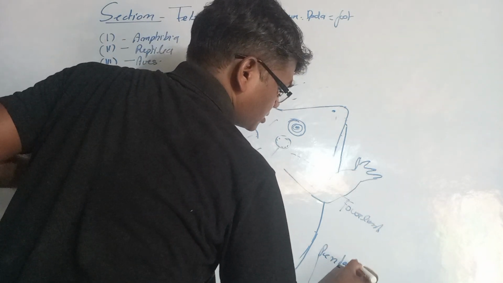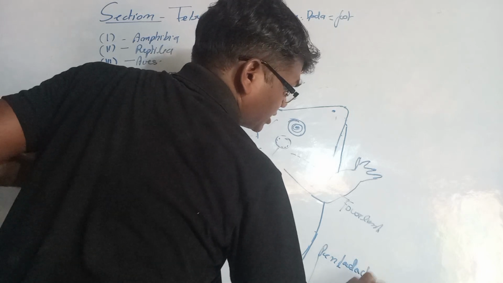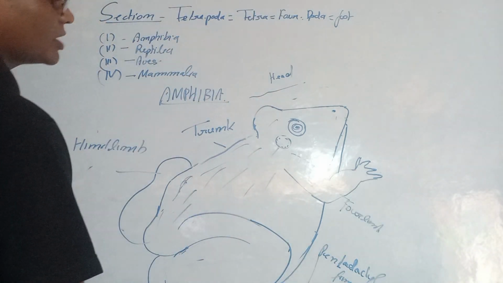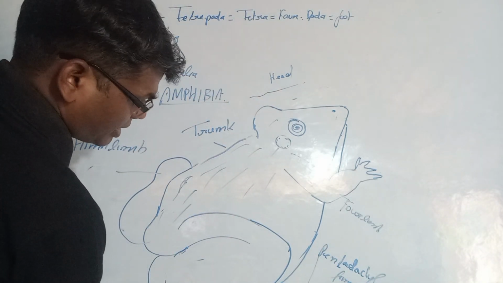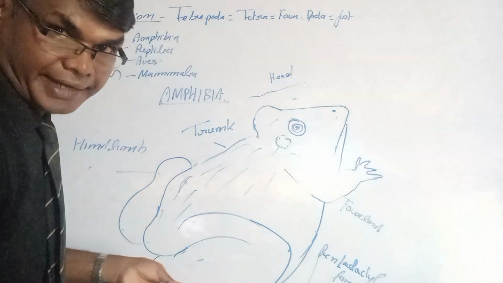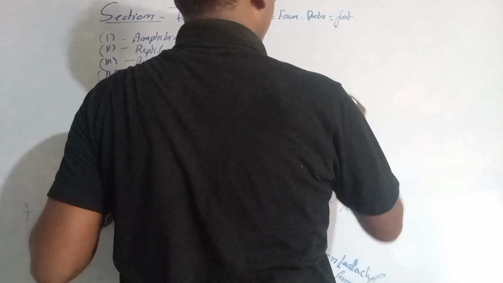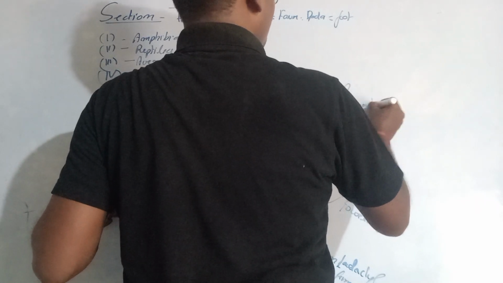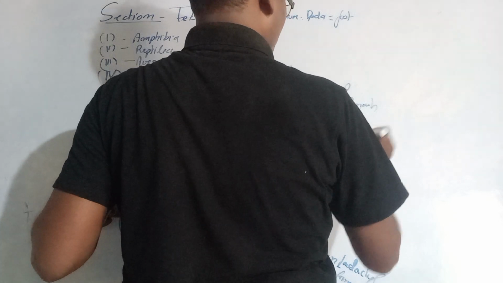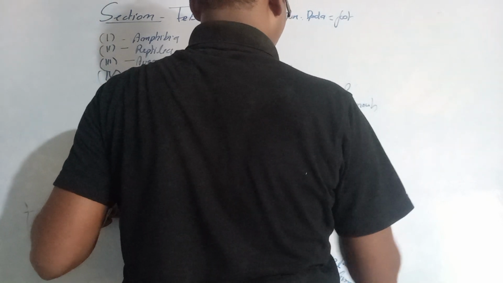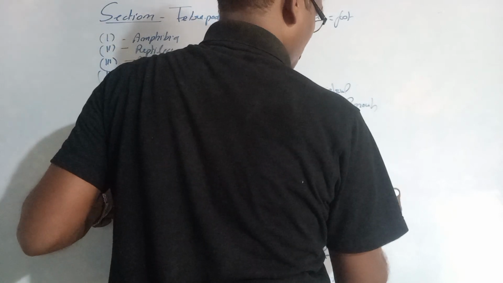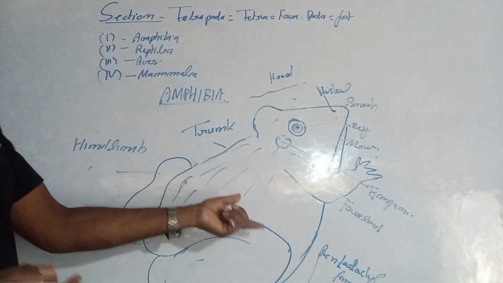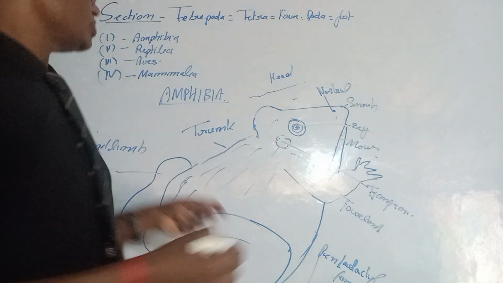Pentadactyl means five fingers for the hind limbs, and that is also said to be the hind limb. These are hind limbs, and here is the nostril, snout. This is the eye and mouth, and tympanum. These are the structures of the frog, that is said to be Rana tigrina.